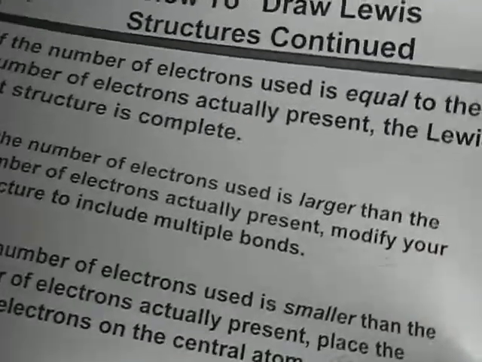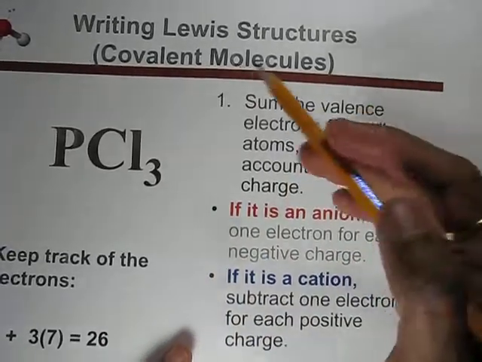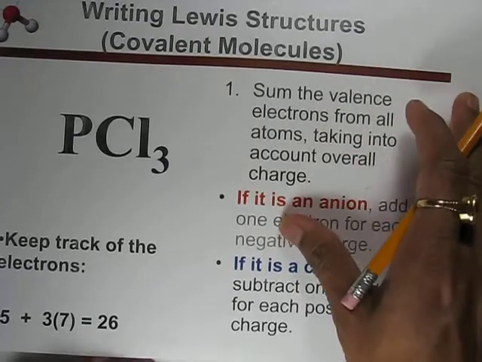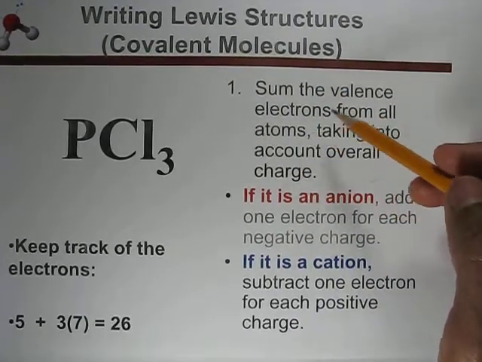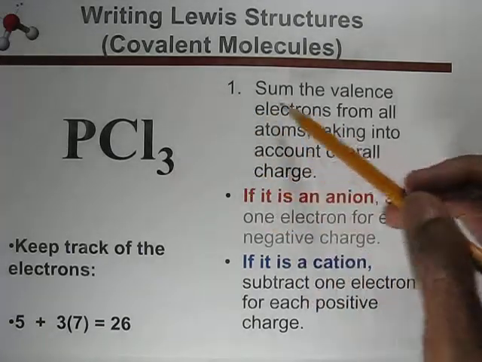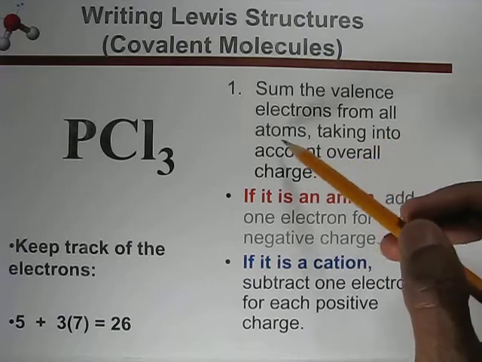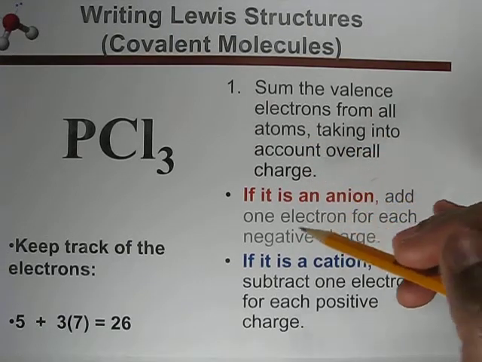So let's see some examples about Lewis structure, then we can understand better. This is the first example, writing the Lewis structure for PCl3. According to the Lewis structure rule, first we have to find the total number of valence electrons, the sum of the valence electrons from all the atoms, taking into account overall charges.